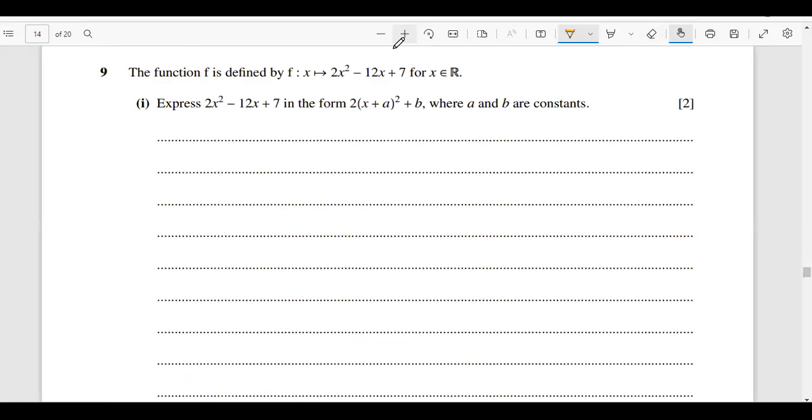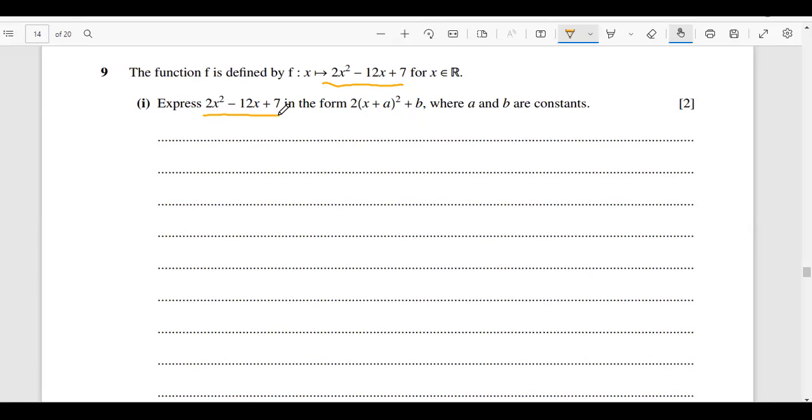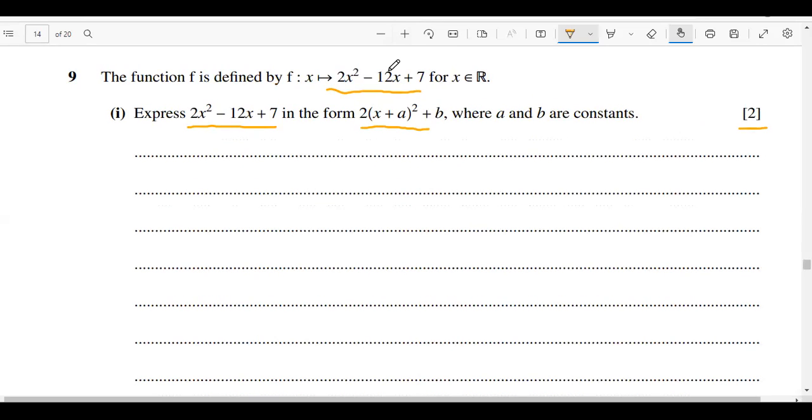Let's talk about the next question now. The function f is defined by this expression. Express this in this form where a and b are constants. It's just a 2-mark question. I've told you how to do this. We need to use what? Completing square method. So please try doing it with me.